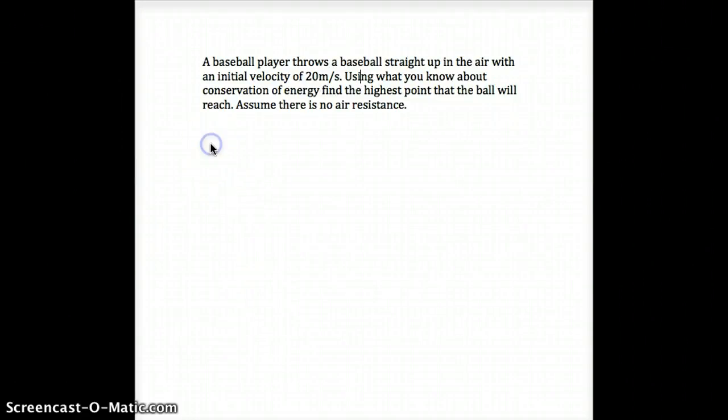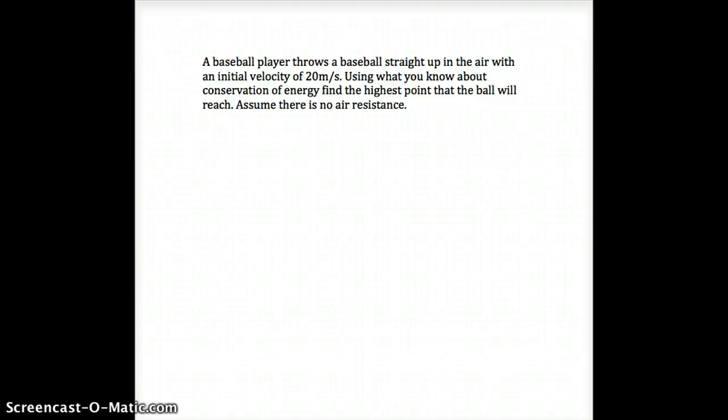So the first thing that we're going to have to do is define what is in the system. My approach to this problem was to have the baseball player, the ball, and the Earth be in the system. This way there's no work done on the baseball because the arm is in the system, and when the ball is thrown, it's going to be kinetic energy. And then since the Earth is in the system, we can have gravitational potential energy. I don't know how to make a bar chart on Microsoft Word.